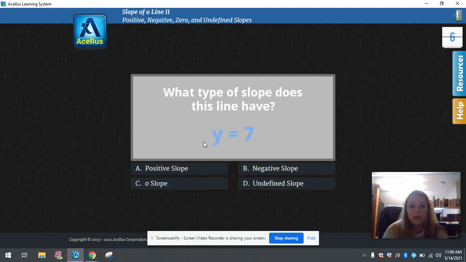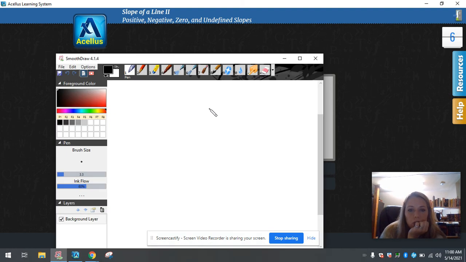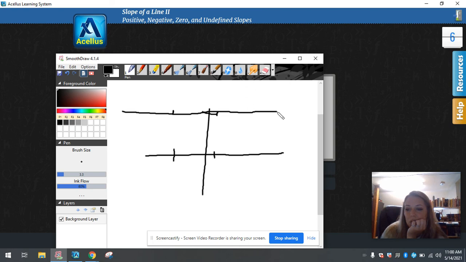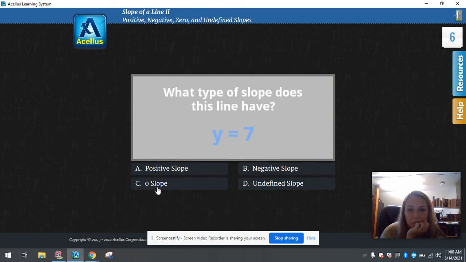What type of slope does this line have? Y equals 7. So y is always going to be 7 no matter what. So wherever x is, y will be 7. So what that would look like, draw a picture on a coordinate plane. If x was 1, y would be 7. If x was -3, y would still be 7. So what this is going to look like is another horizontal line with a slope of 0.